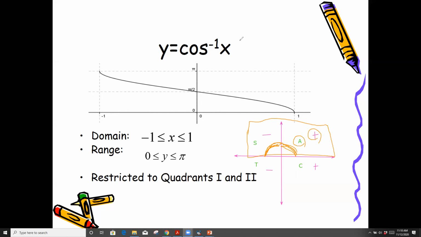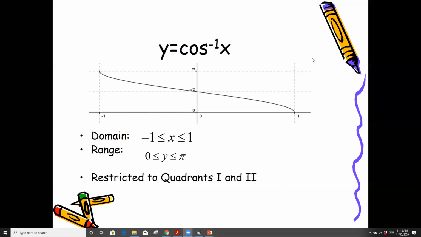Fun fact. All right, so cosine inverse, all that stuff I just talked about, the main takeaway is that cosine inverse can only equal angles in quadrants 1 and 2. So between 0 and pi. Okay, then tangent is going to work just like sine.